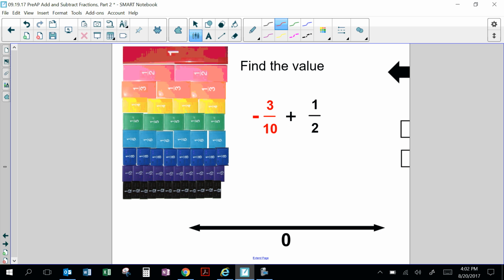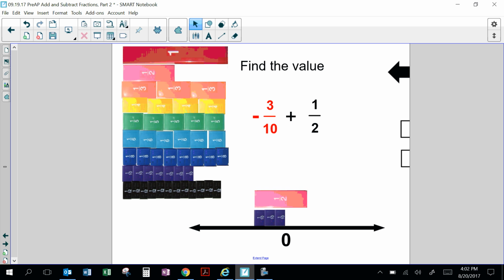So we're going to be practicing today adding and subtracting negative fractions. So let's start with -3/10. So here is -3/10. I'm going to show you two ways you can solve this. It is left of 0, plus 1/2, which goes to the right. So here's -3/10. It's going to the right. So I predict the answer will be positive.